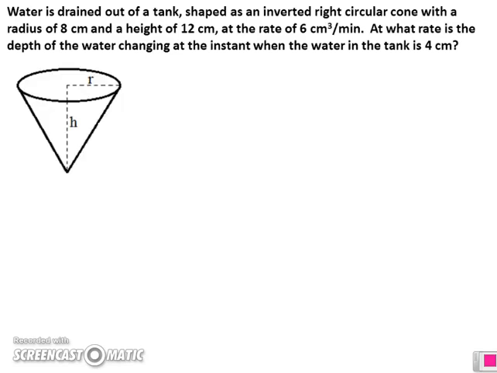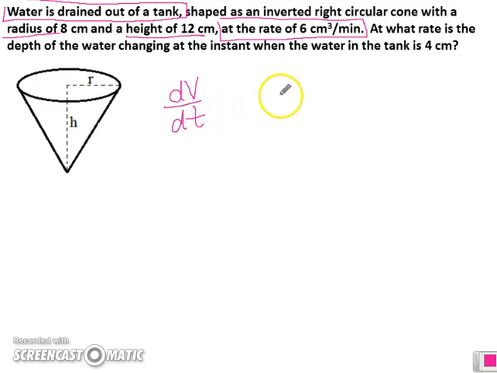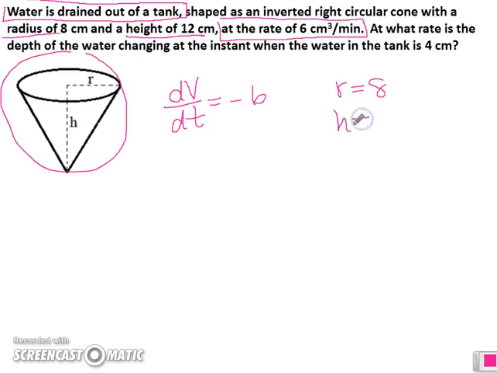Here's our picture. So they gave us water is being drained out of a tank, a whole bunch of stuff, a radius, a height, at the rate of, we were given the volume, the rate of the volume. Water is coming out of it. So that's a rate, it's a derivative, it's -6. We were told that the radius of this entire thing is 8, and the height of this entire thing is 12, the entire thing.